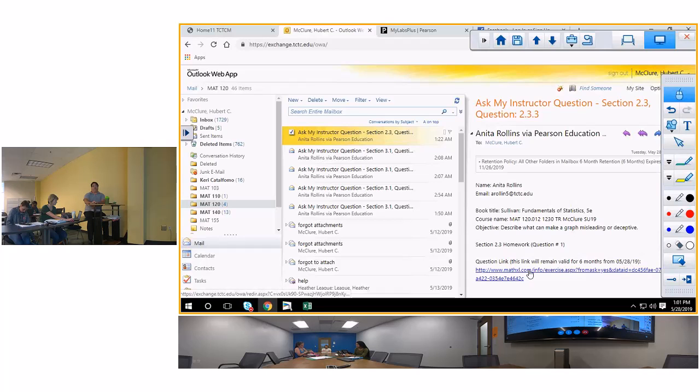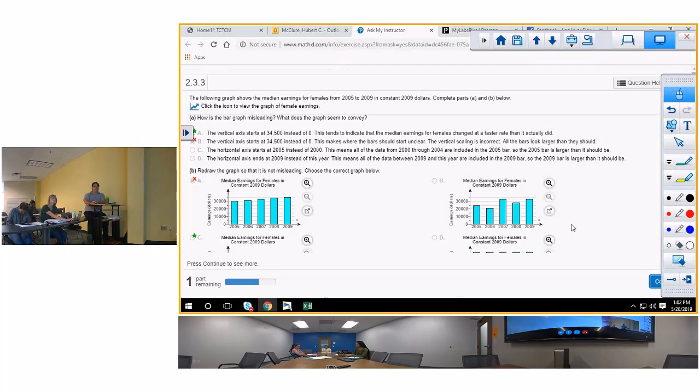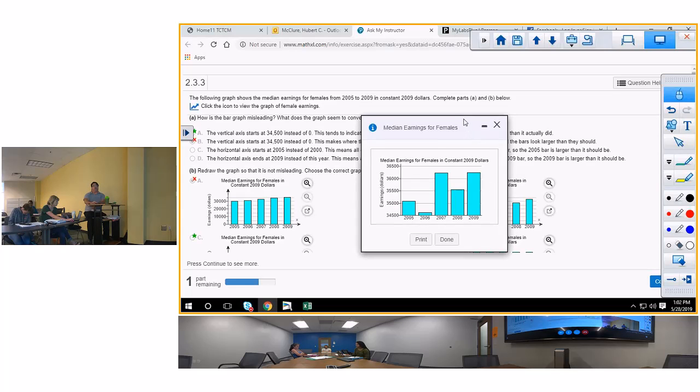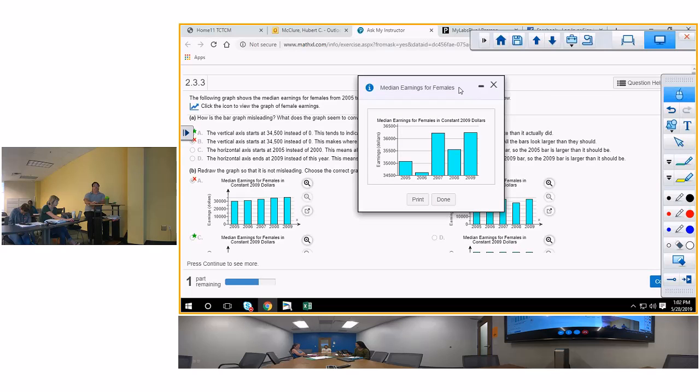2.33/1. Number 3 in the book. Number 1 online. Following graph shows the, okay, we need to go to this graph first. All right, so I want y'all to draw that graph. Okay, the cardinal rule of graph making has been done here. You never start the vertical axis without 0. Never. So that's one problem.